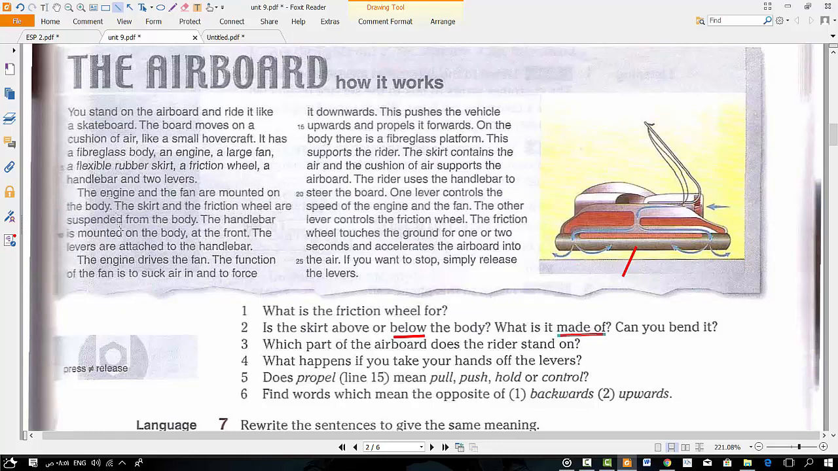Where is the answer? Rubber. It's made of rubber. Flexible rubber. It's made of flexible rubber. Can you bend it? Yes, it's flexible.